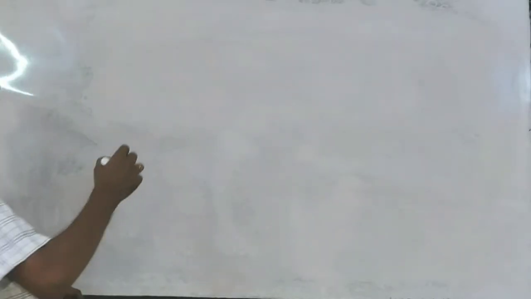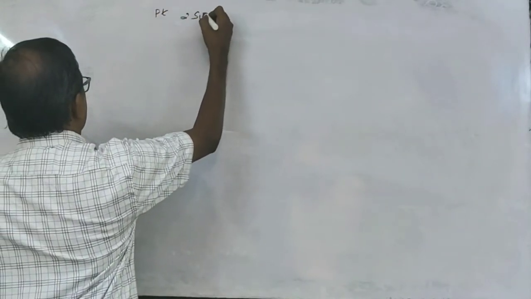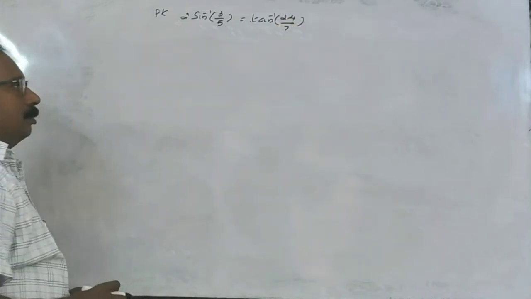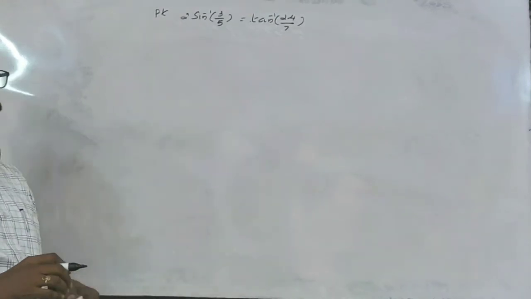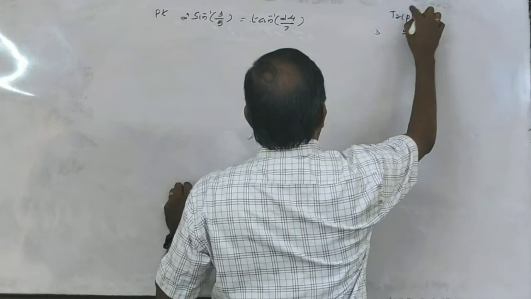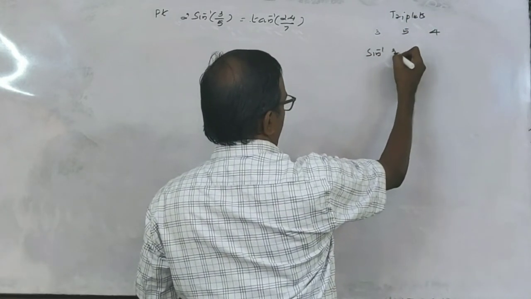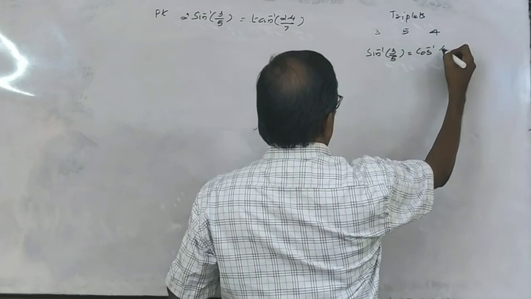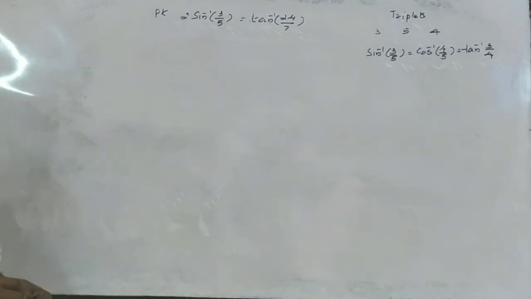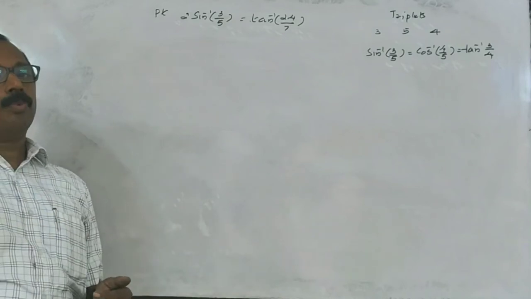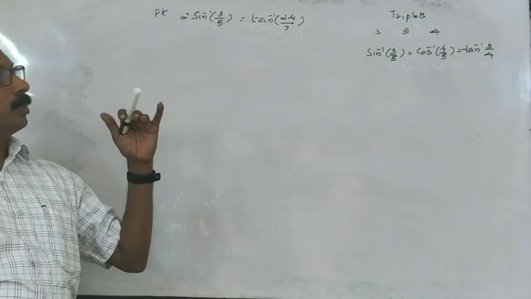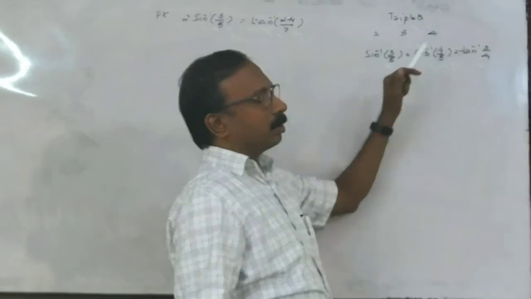Next question is, prove that 2 sin inverse 3 by 5 is equal to tan inverse 24 by 7. Sin inverse 3 by 5, 3, 5 and 4 are Pythagorean triplets. So sin inverse 3 by 5 is the same as cos inverse 4 by 5, which is the same as tan inverse 3 by 4, isn't it? If sin inverse 3 by 5, then cos inverse 4 by 5 and tan inverse 3 by 4, isn't it?